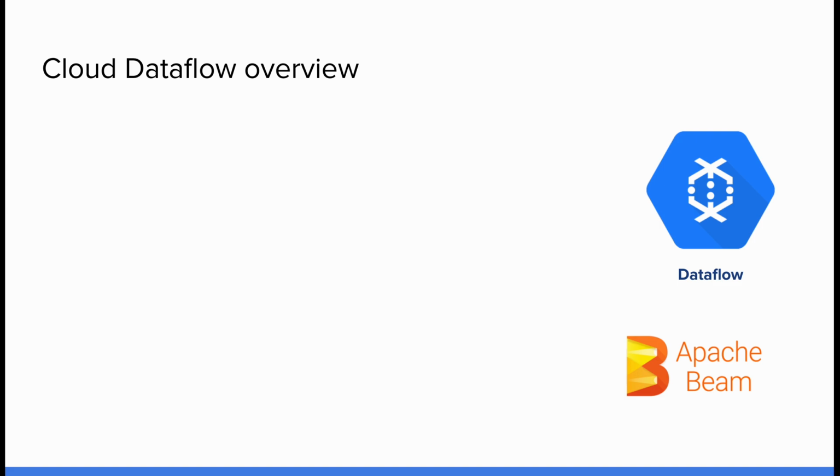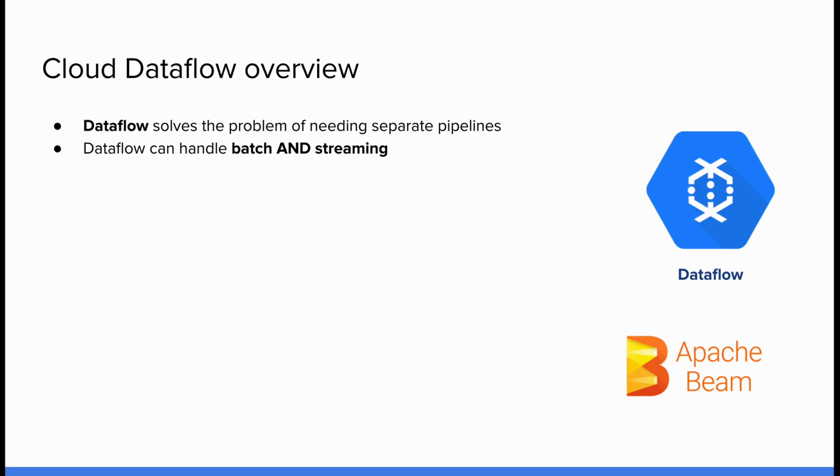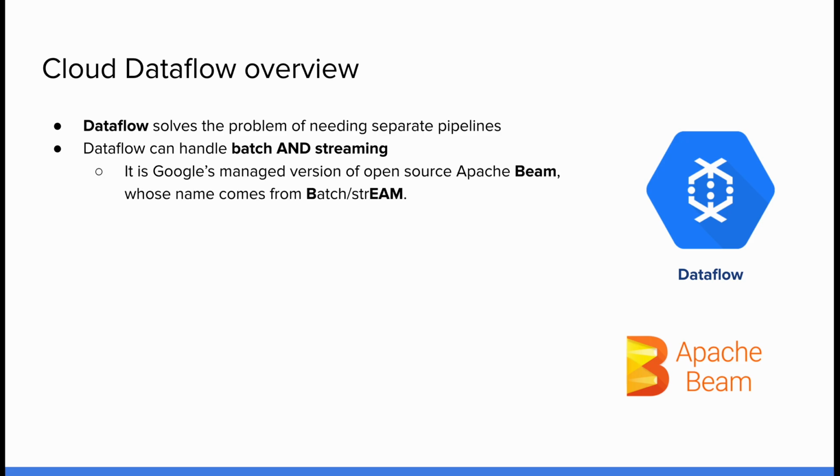So this is where Dataflow comes in. Dataflow solves the problem of needing separate pipelines. We touched on this before, but Dataflow can handle both batch and streaming data. In fact, it's Google's managed version of the open source tool Apache Beam, and Beam's name literally comes from the words batch and stream.